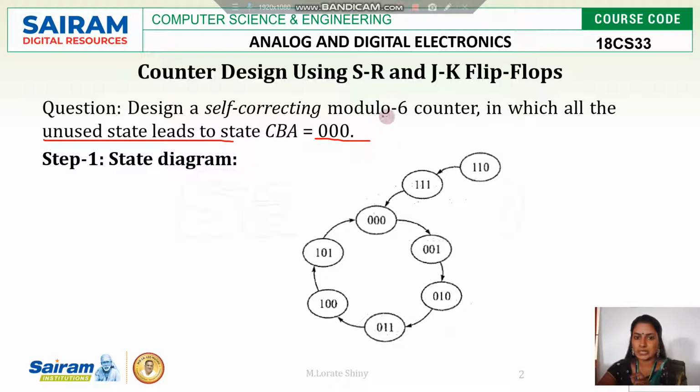So modulo 6 counter counts from 0 to 5, again 0 to 5. To design modulo 6 counter we need 3 flip-flops, which means states are 0 to 7. The unused states are 6 and 7, so these should be mentioned as 0.